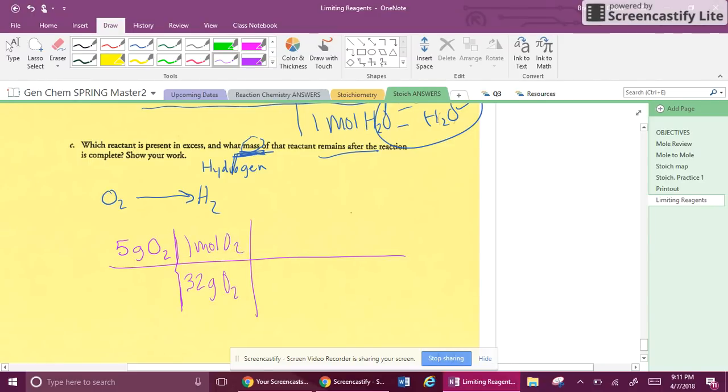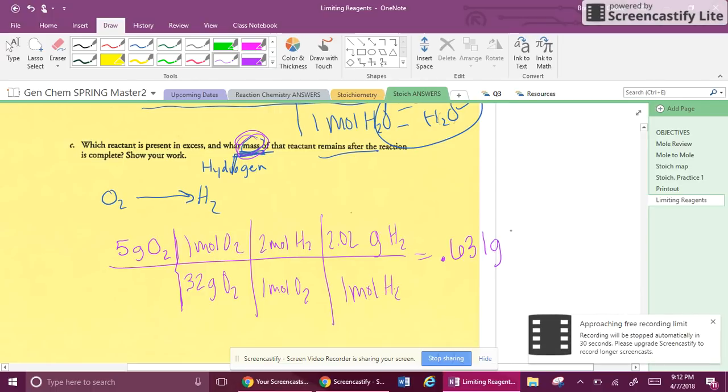Now I cross the bridge, and my ratio is 1 mole of O2 for every 2 moles of H2. And the question wants mass, so I'm going to end in grams because grams is mass. And for every 1 mole of H2, I have 2.02 grams of H2. And if I put that in the calculator, I get 0.631 grams of H2. Oh no, I have 30 seconds.